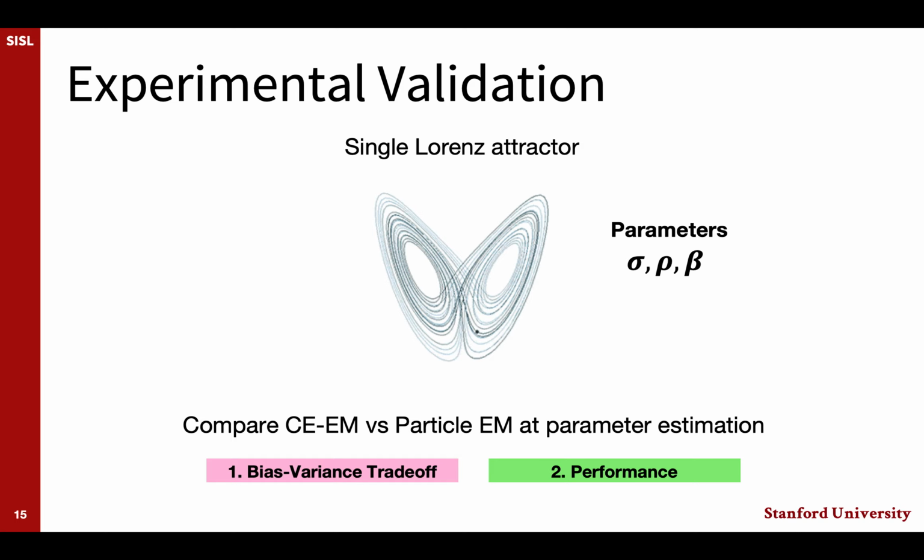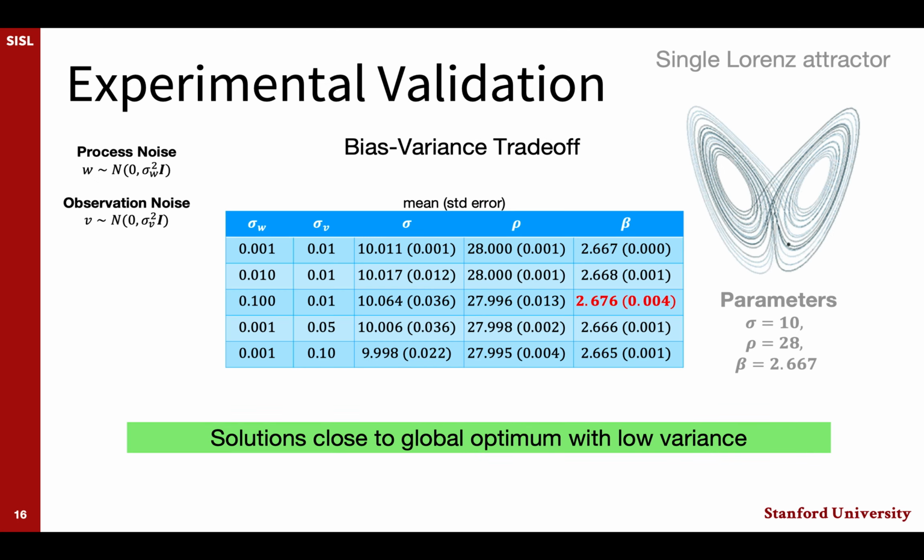So in experimental validation, we explore by comparing our algorithm to particle EM the bias-variance trade-off of making the approximation that we did, as well as performance. And what we study is a Lorenz attractor system. So this is a highly nonlinear system that has chaotic dynamics.